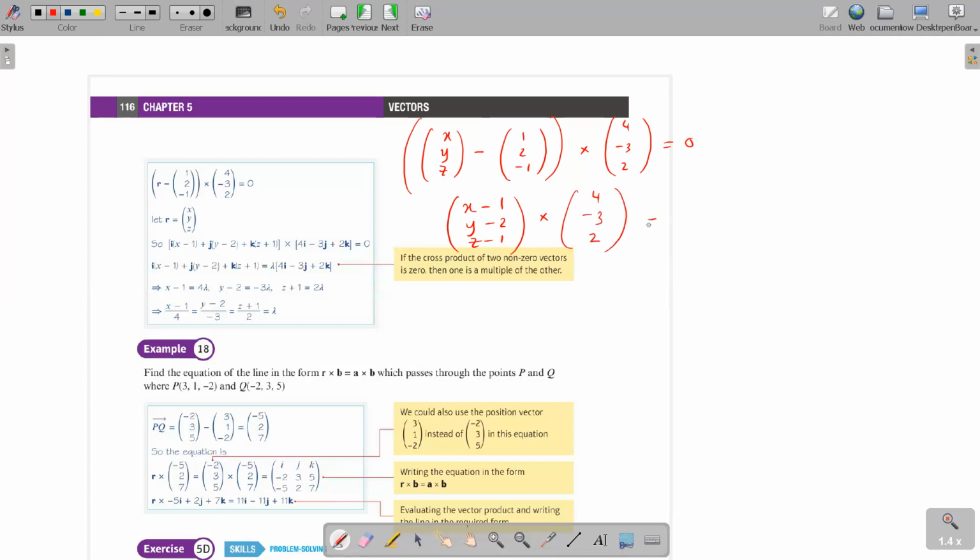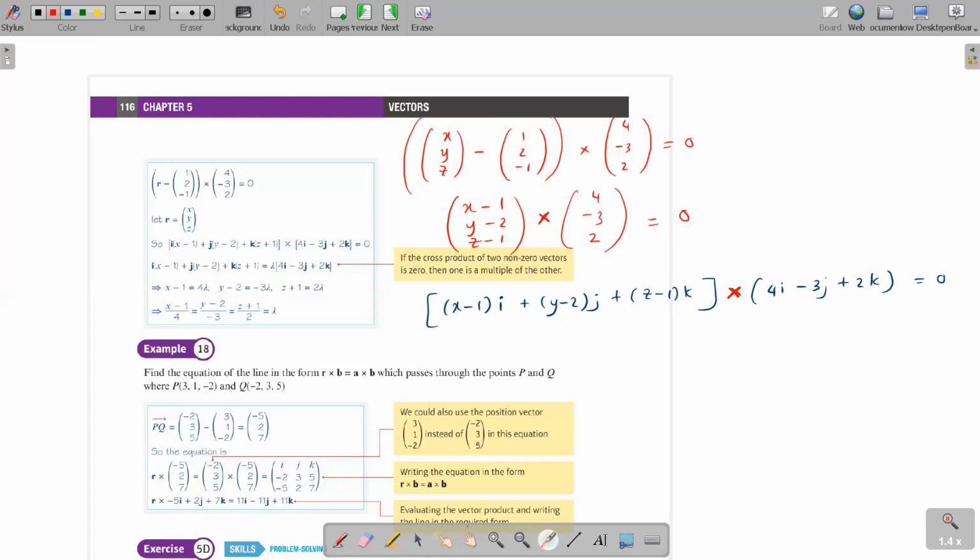Are you okay with it, children? Are you okay with it? Then we write this down: this is actually (x minus 1) times i plus (y minus 2) times j plus (z minus 1) times k, cross product with 4i minus 3j plus 2k. You agree with this, right? I basically wrote this in terms of i, j, k. The cross product is still there here. Can you see? Are you guys okay with it?